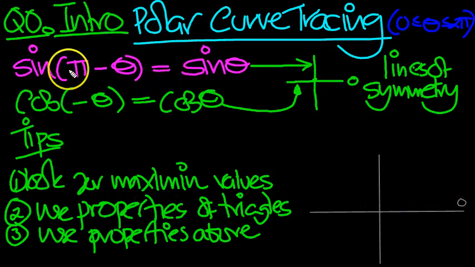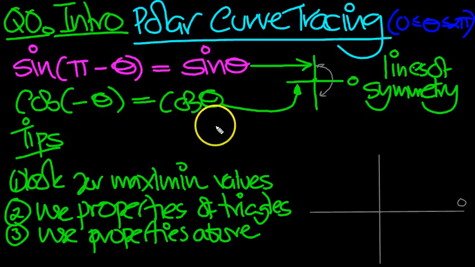What properties can we invoke? Well, if we've got a sine involved in the polar plot, then we can use this trig property of the sine curve. It just simply means that this is symmetrical. These values will be the same either side of this line here. So we need only draw this part here, for example, and then we can just mirror image the other side, or we could draw this side and mirror image the right, whichever we find more convenient.